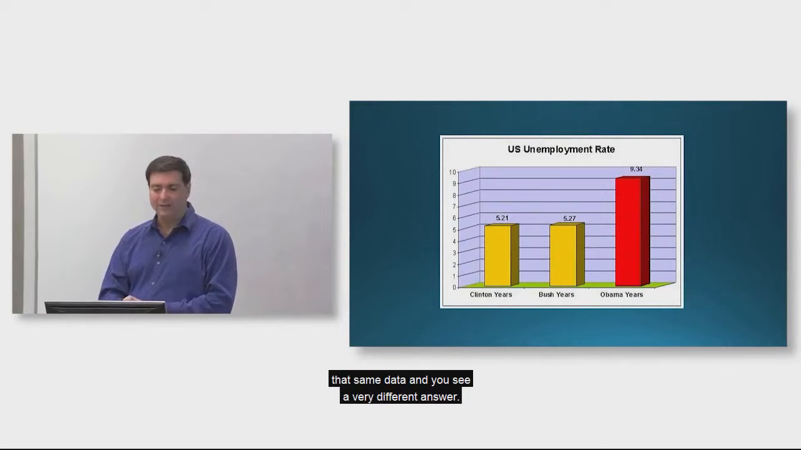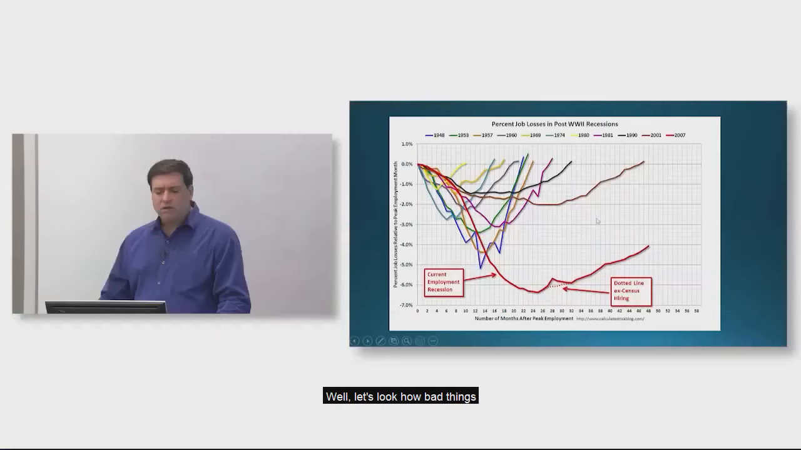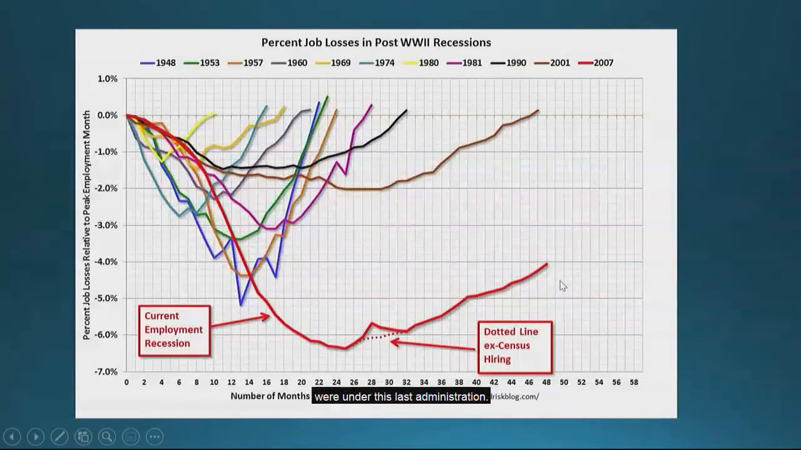So it's like, well, let's delve down into a little bit more detail. Let's look at all the last few presidents, and we can see how these kind of go. And every time there's been a Democrat, a blue one, things have gone down. And every time there's been a Republican one, unemployment has gone up. So another way of looking at that. Well, yeah, but fine. Let's look how bad things were under this last administration. You know, look how much worse things got there.